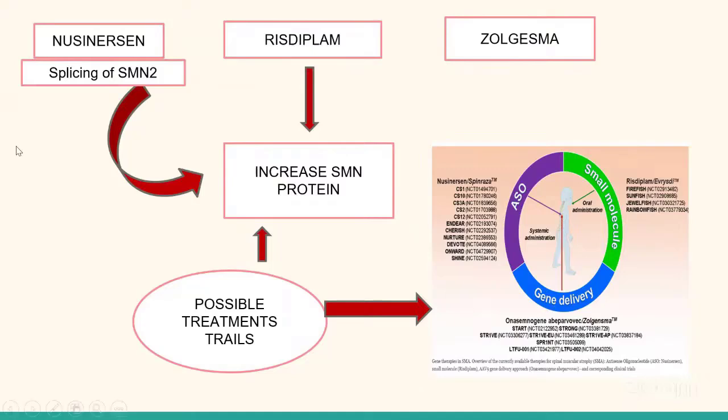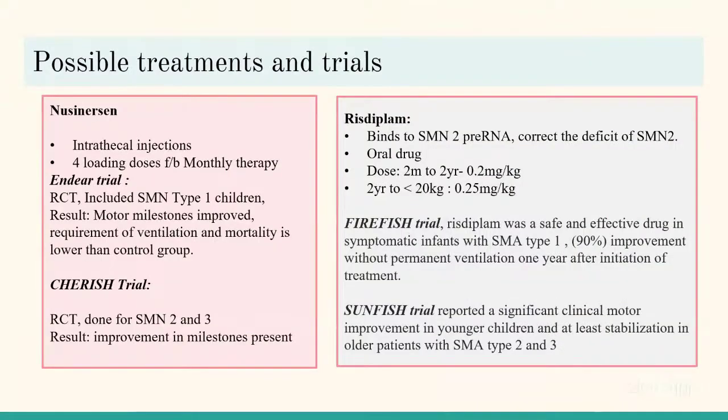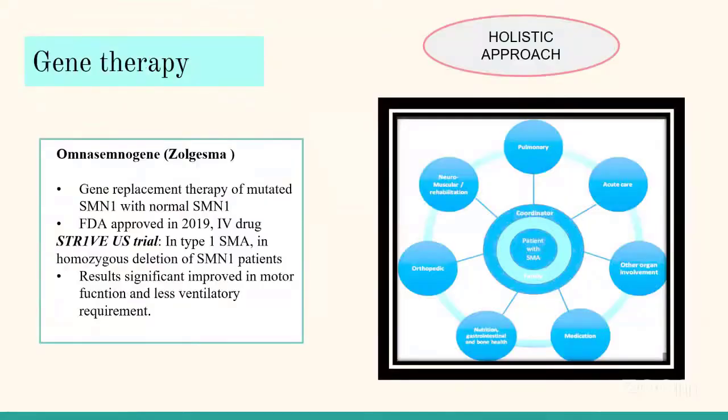They work by different principles, but what they do is increase SMN protein. Some of them, like risdiplam, increase SMN2 protein. So it will not interfere with SMN1, but it will increase SMN2 and thereby the functionality. I will not be discussing the mechanisms here. There are a lot of trials and drugs, so just the names: nusinersen, risdiplam, and onasemnogene. Onasemnogene is a gene therapy.